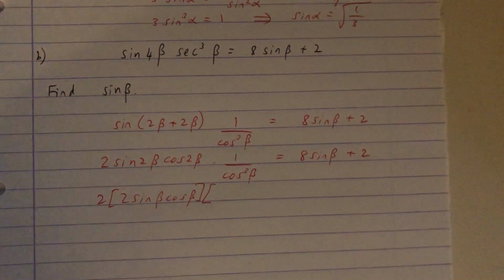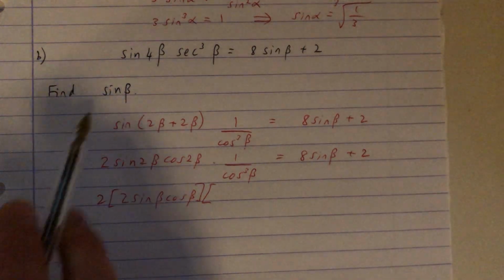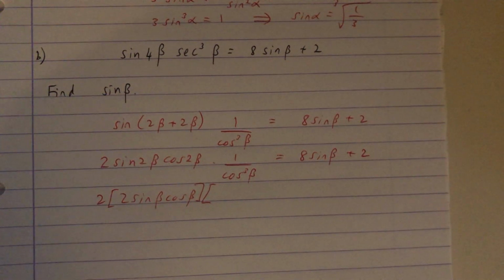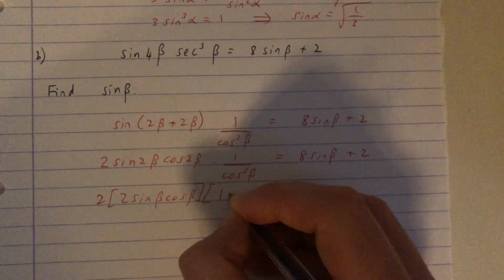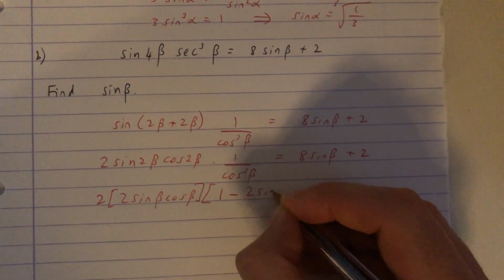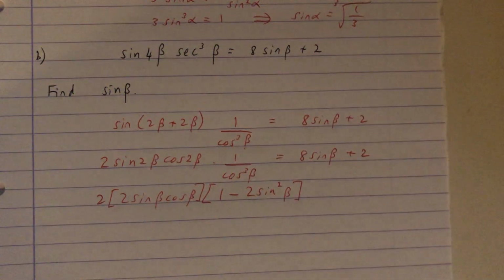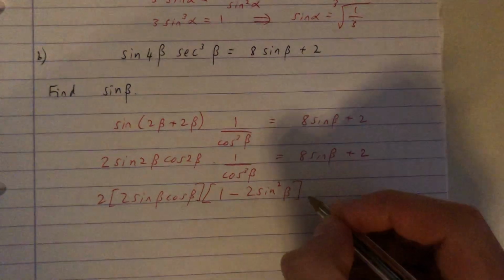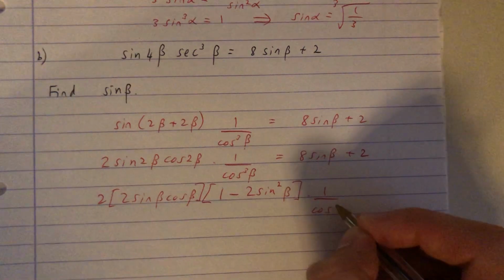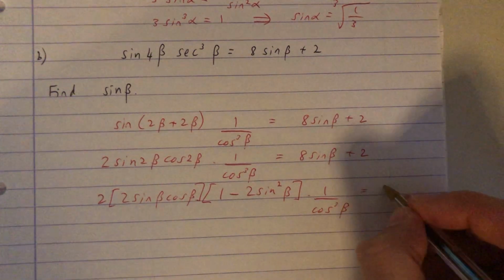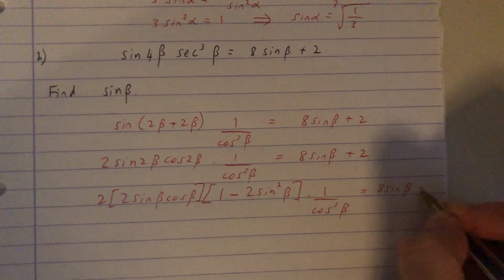There are 3 options for cos. One is in terms of cos and sine, one is in terms of sine, and one is in terms of cos. Because I would like to find sine beta, I'm going to pick the one which is in terms of sine only and hope that was going to be the correct one. So that's 1 minus 2 sine squared beta over cos cubed beta is equal to 8 sine beta plus 2.